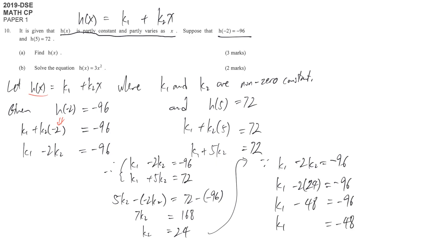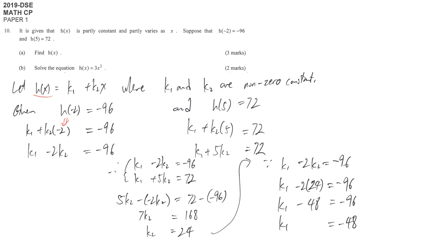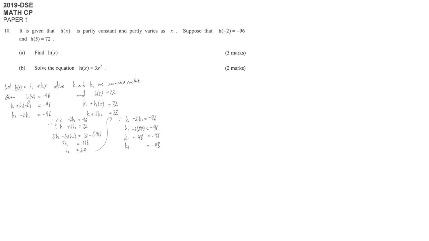And then it's not finished. You still need to answer the question. We have to find h(x). So your final conclusion: h(x) is equal to k1, that means -48, and then plus k2, 24 times of x. That's the answer of part A.